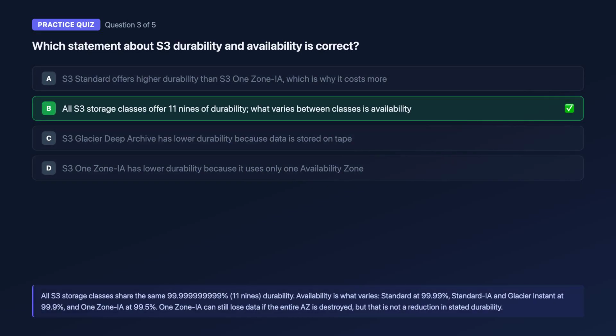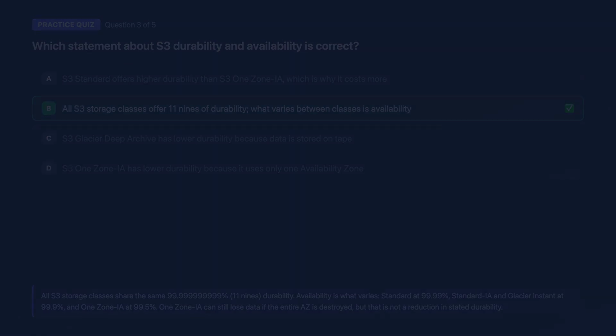It has to be B, and here's why. Every S3 class, including Deep Archive and One Zone IA, carries the same 11 nines of durability. The numbers that differ between classes are availability: 99.99% for Standard, 99.9% for Standard IA and Glacier Instant, and 99.5% for One Zone IA. One Zone IA can still lose data if the zone itself is physically destroyed, but that isn't a reduction in the stated durability number.